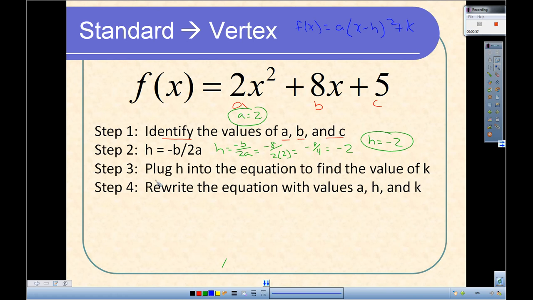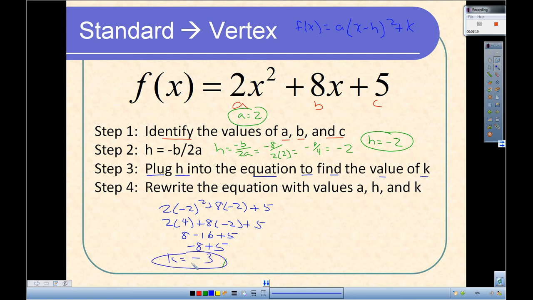The next thing I'm going to do is plug what I just got, negative 2, or h, into the equation to find the value of k. So I'm going to plug in negative 2 wherever I see an x in the original equation. I'm going to do some calculations. Negative 2 squared is 4. And then I'm going to multiply 8, so negative 16 plus 5, so negative 8 plus 5. So then that means k is negative 3.